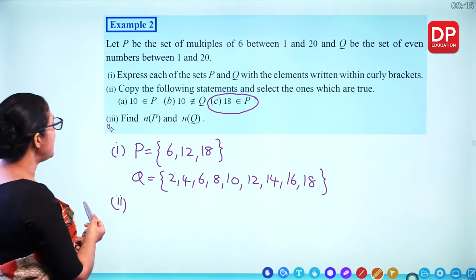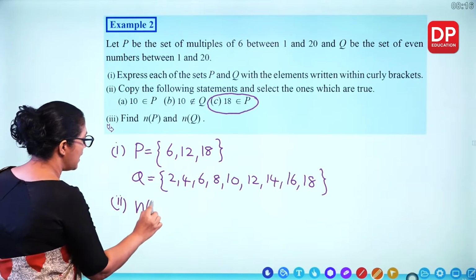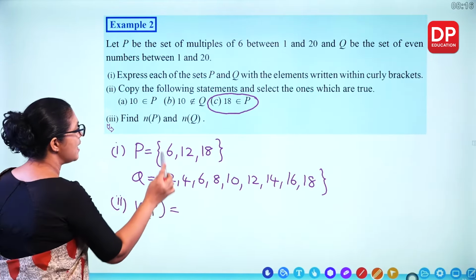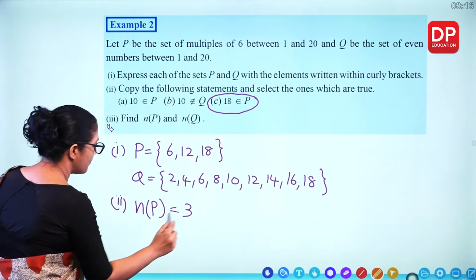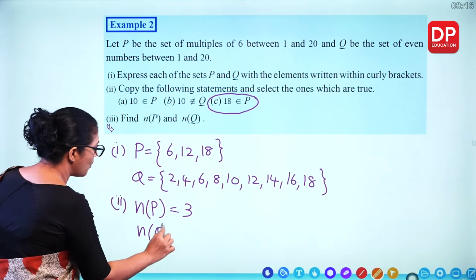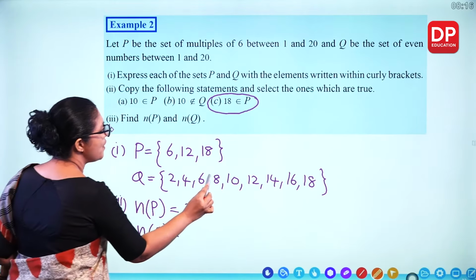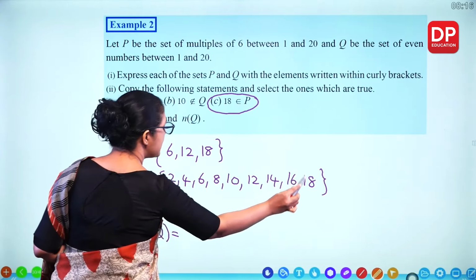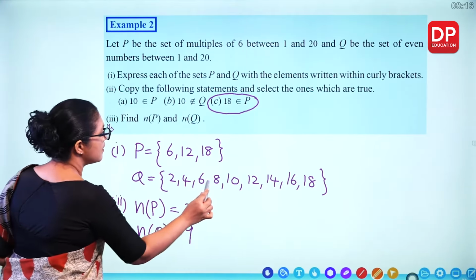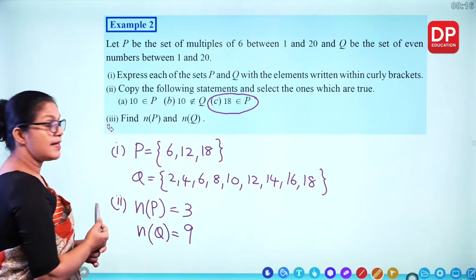Find n(P) and n(Q). So n(P), the number of elements in P: 1, 2, 3. Number of elements in Q: 1, 2, 3, 4, 5, 6, 7, 8, 9. So 9 is the answer.